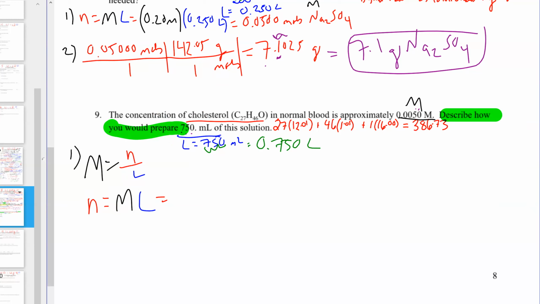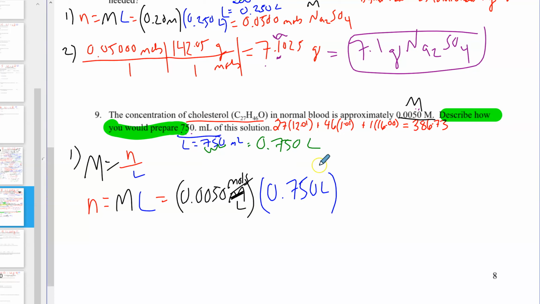Then we're just going to plug in what we know. So we know that we have 0.0050 molar solution. And instead of writing molar, let's actually write out what it is. It's moles over liters. So we can see that unit cancel out nice. And it's times 0.750 liters. So why did I do that? We've got a liter in the denominator. We've got a liter in the numerator. That leaves me with moles. See, it all works out.